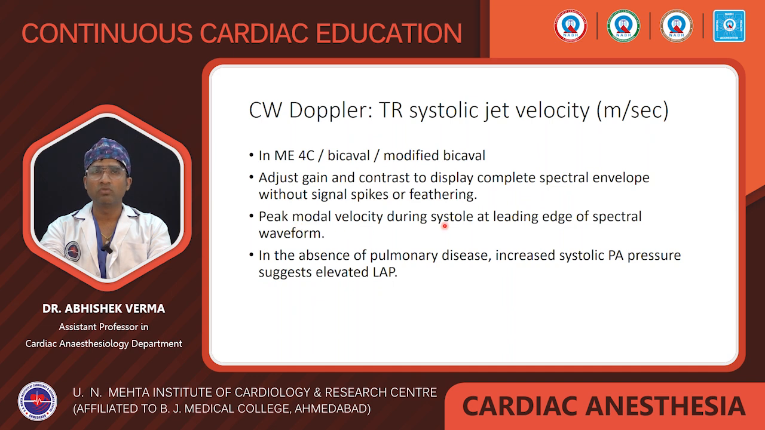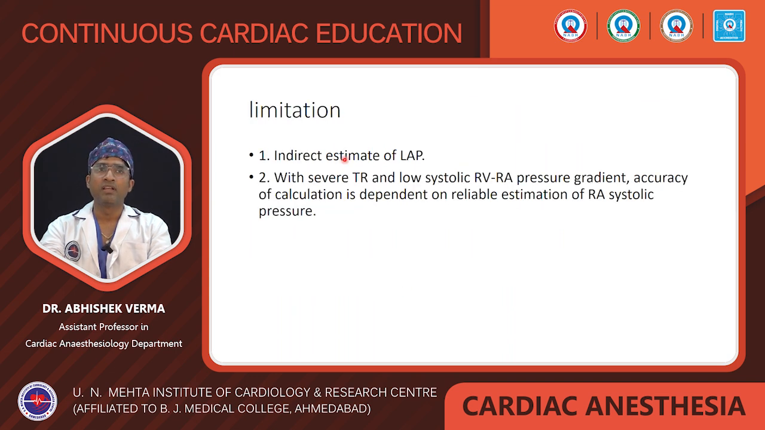Peak modal velocity during systole is measured at the leading edge of the spectral waveform, and in the absence of pulmonary disease, the increased systolic PA pressure suggests increased LA pressure. If the pulmonary disease is not there, meaning the lung is normal, then only this TR max, or increased pulmonary systolic pressure, will suggest increased left atrial pressure. The limitation is that it is an indirect estimate of the LAP, left atrial pressure. Also, with severe TR and low systolic RV to RA pressure gradient, the accuracy of the calculation is dependent on reliable estimation of the RA systolic pressure.